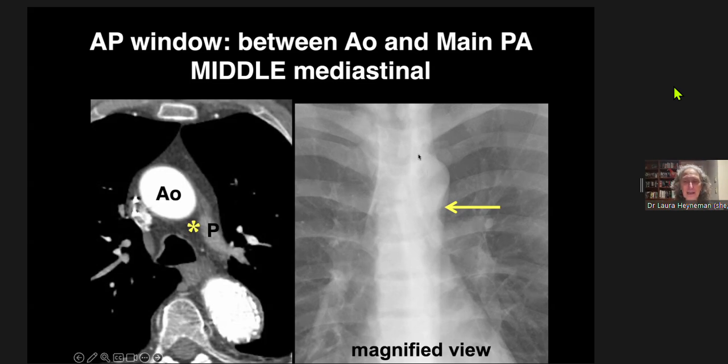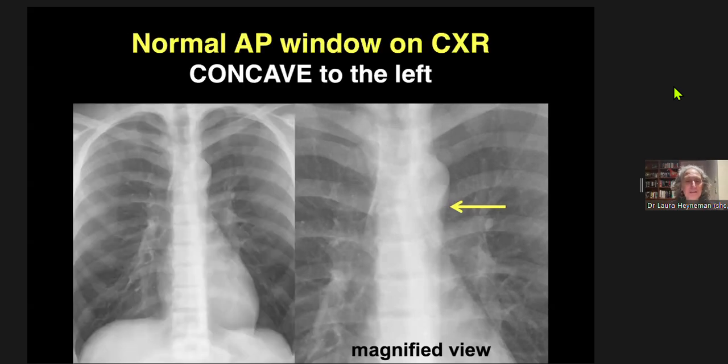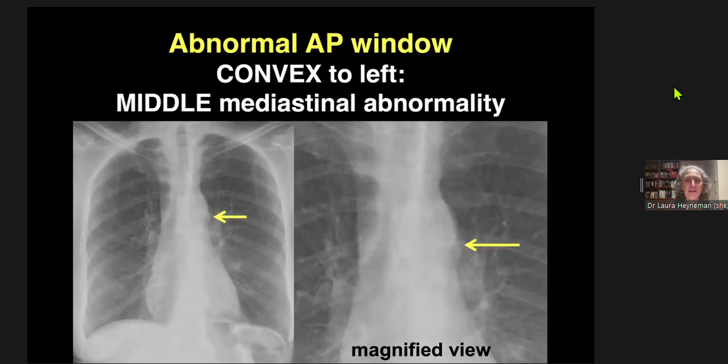We see on this magnified view the transverse aorta and the descending thoracic aorta, but the region under the transverse aorta, just cephalad to the region of the main PA, that is concave to the left. There's no convexity. That is a normal AP window. Our patient, that is not the case. So just under the transverse aorta, we had this little convexity, which tells me that there is something in the middle mediastinum.